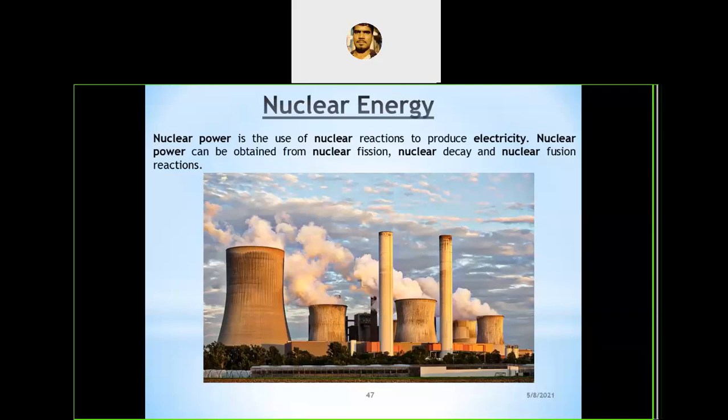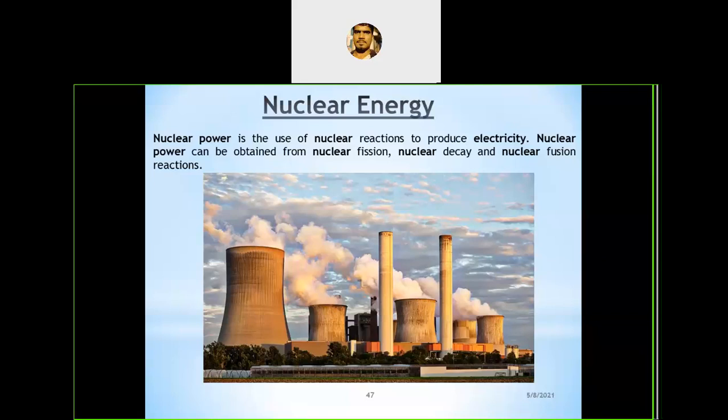So nuclear power, according to the modern theory, is based on some of the modern theories of atomic structure. These theories are related to the atomic structure, and the matter consists of minute particles called atoms. Means this nuclear energy is related to the atoms.